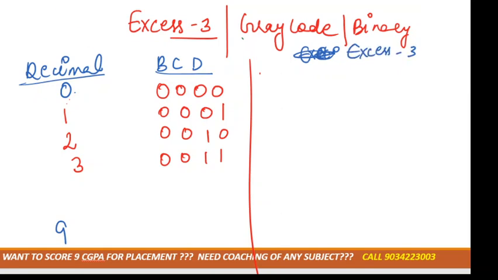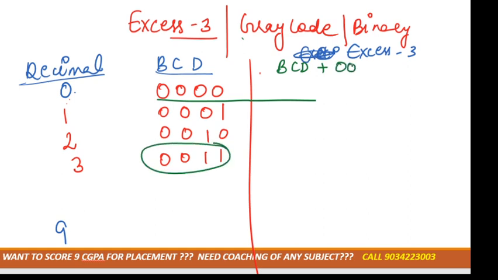Now if you want to convert it to excess-3, excess-3 means you have to add 3 to it. Originally it is 0, right? So that would be BCD plus 3. 3 is how much? That is 0 0 1 1. If you add BCD to 3, that would be 0 0 1 1. If you add 1 to 3, then the answer is 4, right? So the excess-3 of 1 is 0 1 0 0.